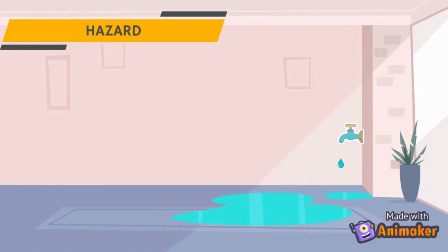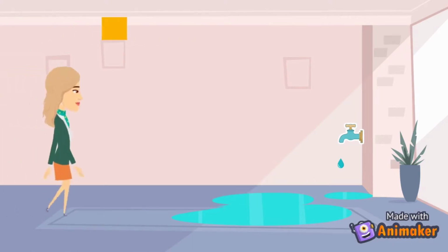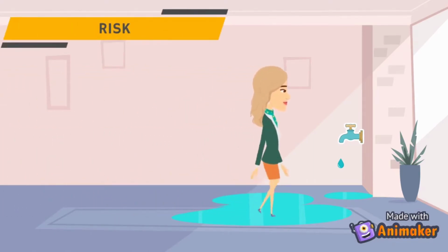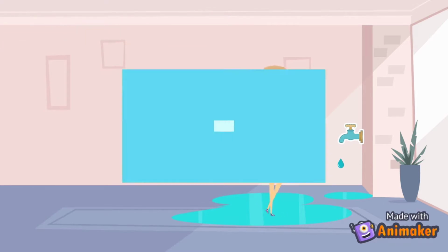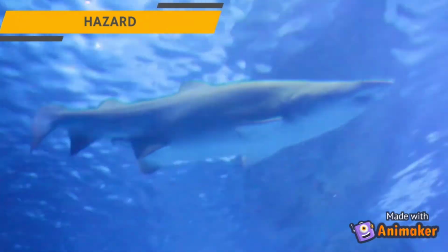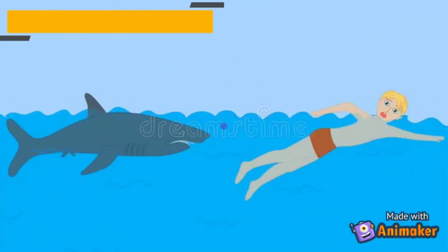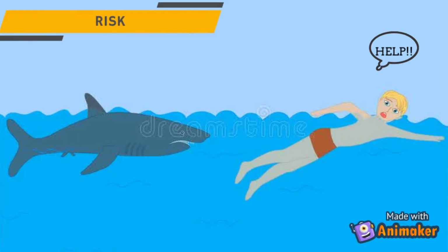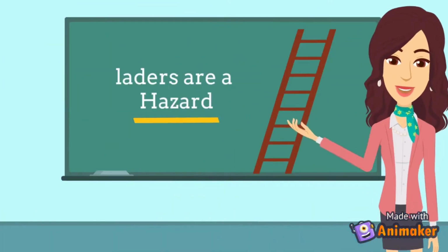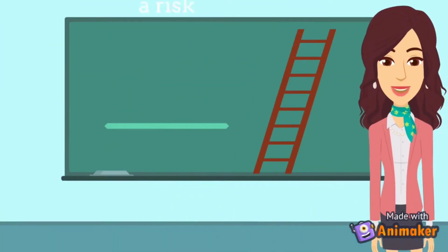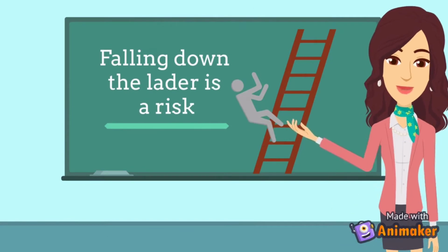Spilled water or water on the floor is a hazard, but when a person is walking on the spilled water, it becomes a risk. A shark is a hazard because there's no person involved. And when there's a person involved and swimming with the sharks, it becomes a risk. Ladders are a hazard. Falling down the ladders is a risk.